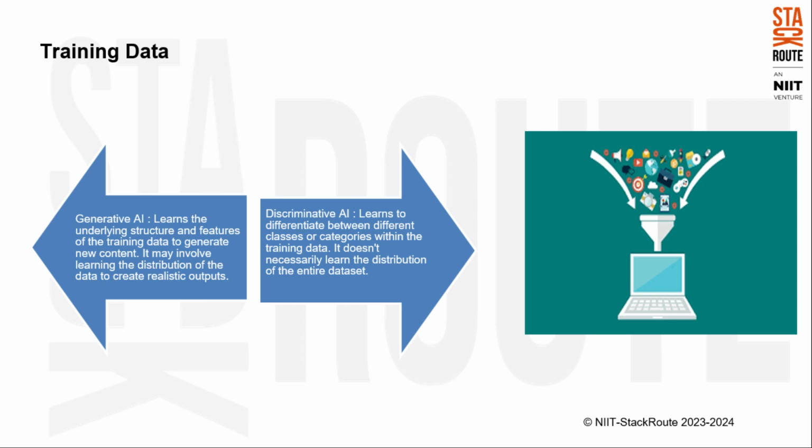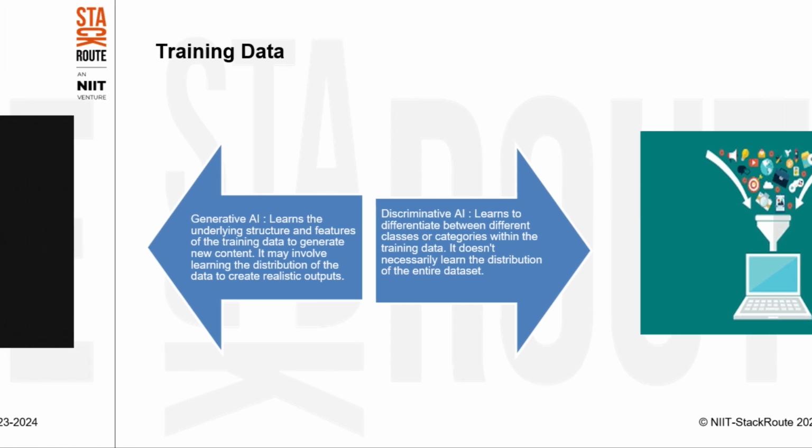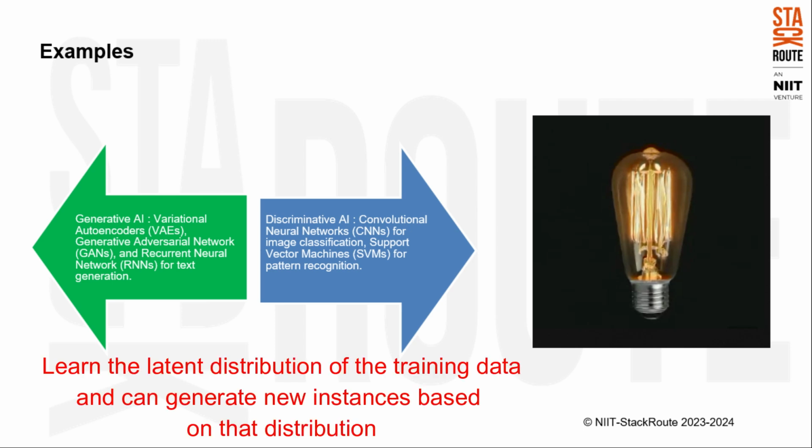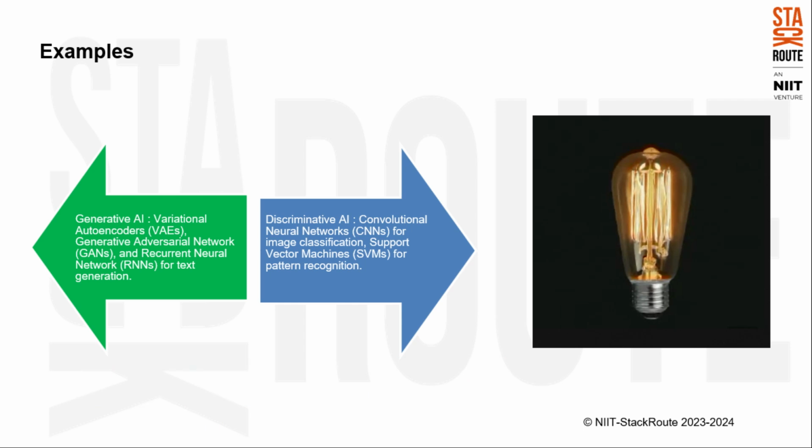And at the end, let us discuss some examples of both models. Generative AI and discriminative AI models are implemented using various algorithms and architectures depending on the specific task at hand. Here are examples of commonly used models in each category. Generative AI. 1. Variational autoencoders, VAEs. VAEs are generative models that learn the latent distribution of the training data and can generate new instances based on that distribution. 2. Generative adversarial networks, GANs.